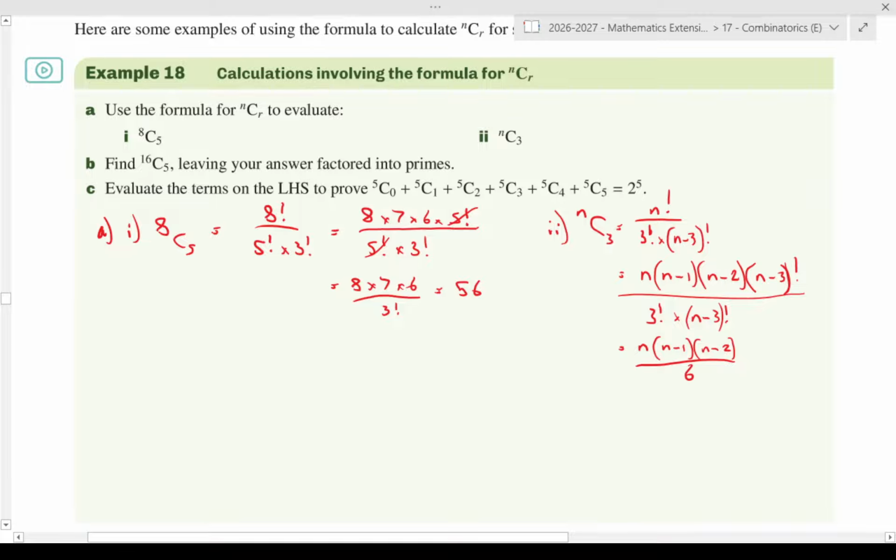All right, I'm going to just change colours because it's starting to get a bit hairy in here. So we'll go to question B. It says find 16C5. Sometimes we call it choose instead of the C. 16C5, leaving your answer factored into primes. So we're going to find that we'll have primes on there, so we'll worry about that in a sec. What does 16C5 mean? Well, it means 16 factorial over 5 factorial.